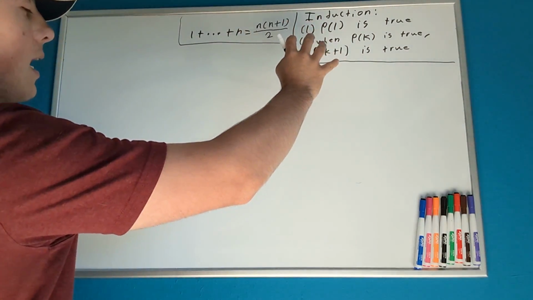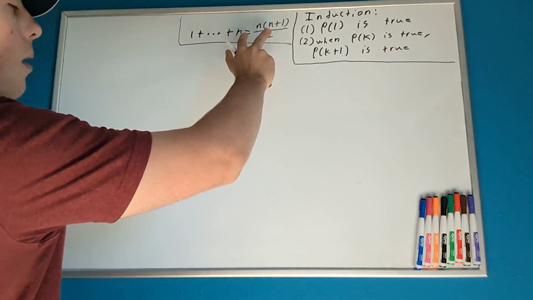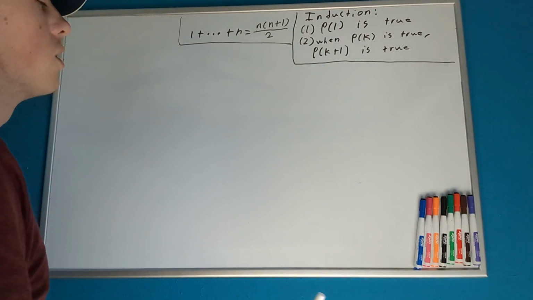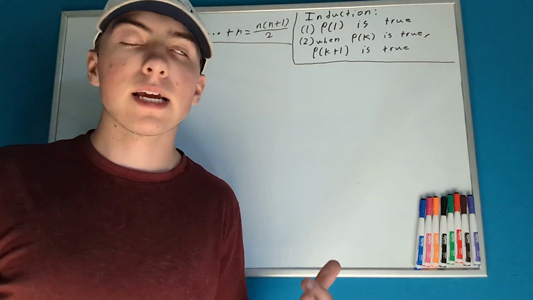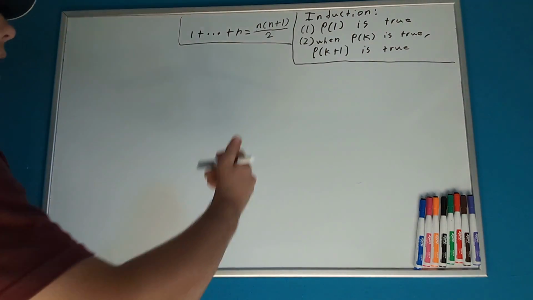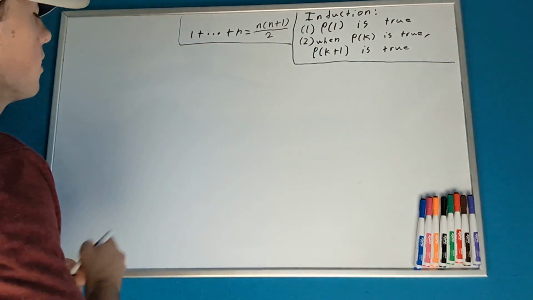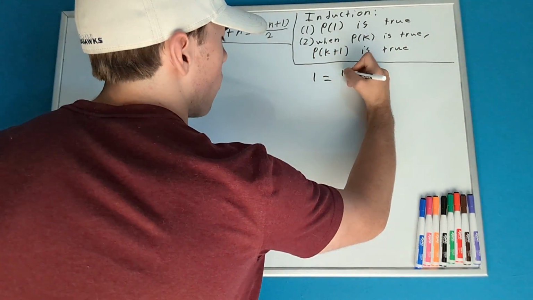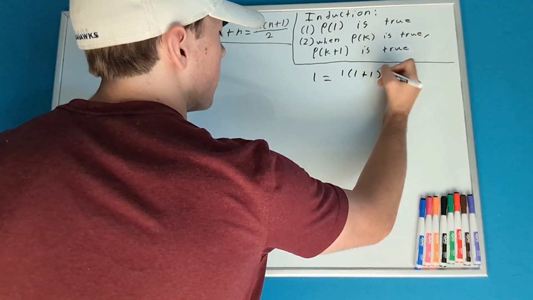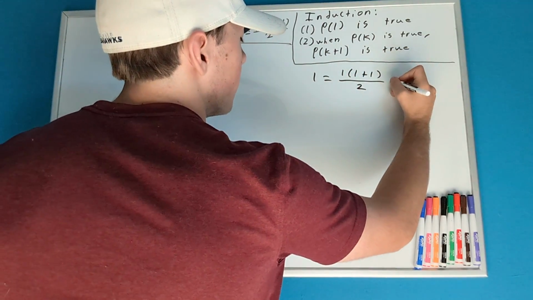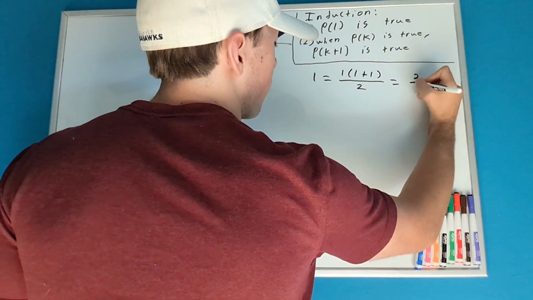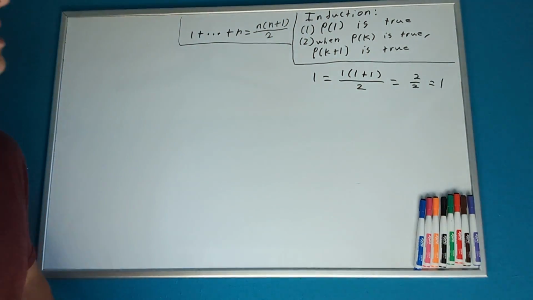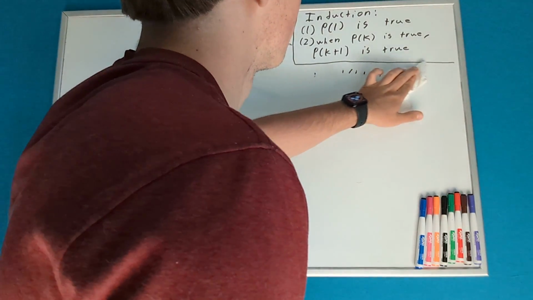Now, P in this case is a property. Our property is this. So P of 1 is true. Before we even begin, we can just take a look at this and plug in n. So we can say that this is 1. 1 equals 1 times 1 plus 1 over 2, which just equals 2 over 2, which equals 1. So before we really even begin, we can just state that that is true.